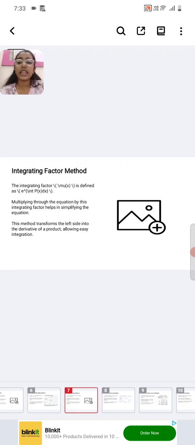Next is the integrating factor method. The integrating factor is defined as this. Multiplying through the equation by this integrating factor helps in simplifying the equation. This method transforms the left side into the derivative of a product, allowing easy integration.